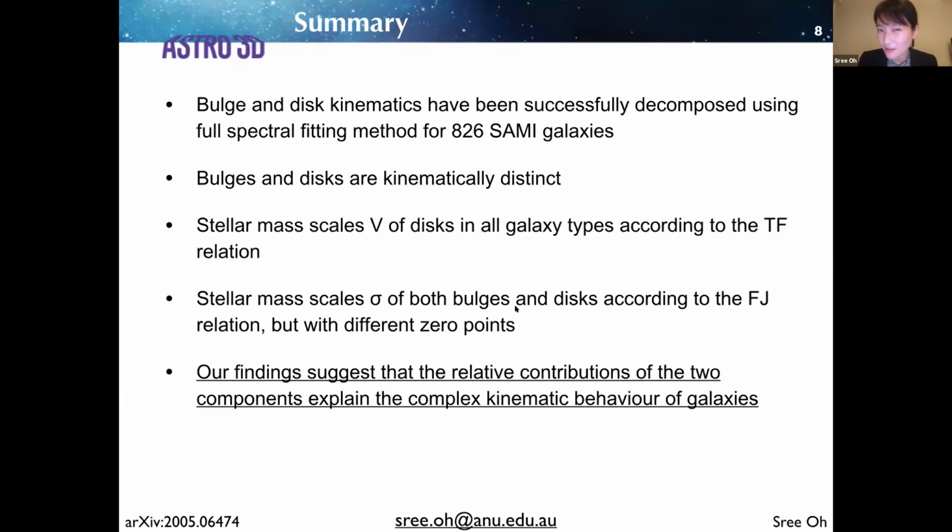Sorry, would you repeat again? Bulge. There is another question from Chris, which is on the same line, that it seems that pseudobulges would count as disk rather than bulge.